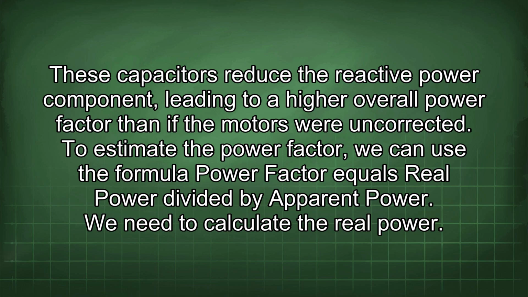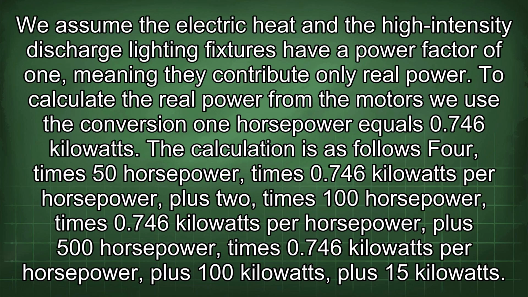We need to calculate the real power. We assume the electric heat and the high-intensity discharge lighting fixtures have a power factor of 1, meaning they contribute only real power. To calculate the real power from the motors, we use the conversion 1 horsepower equals 0.746 kilowatts.